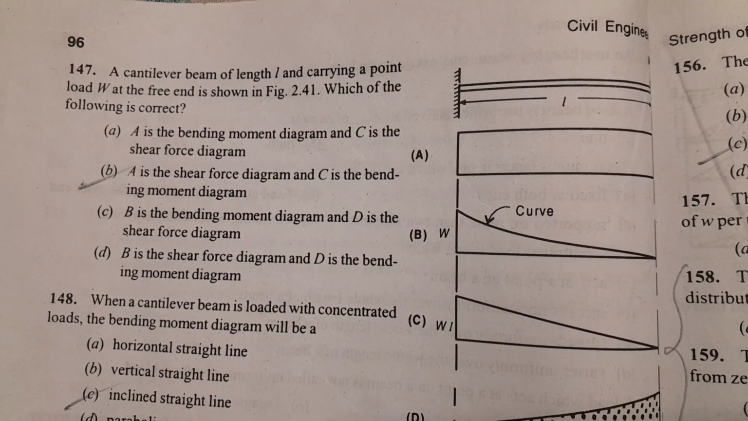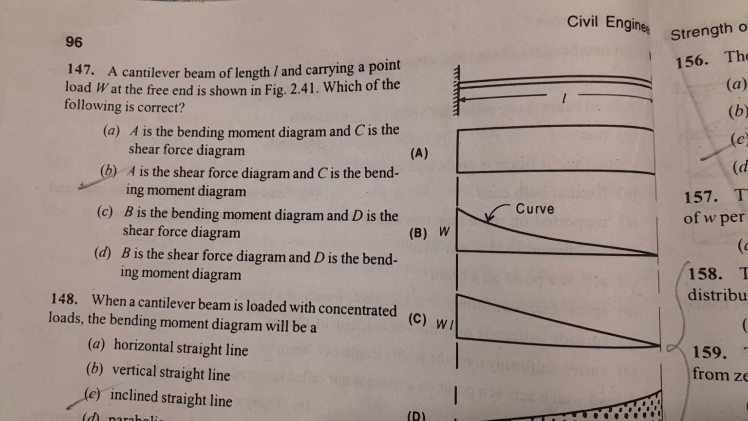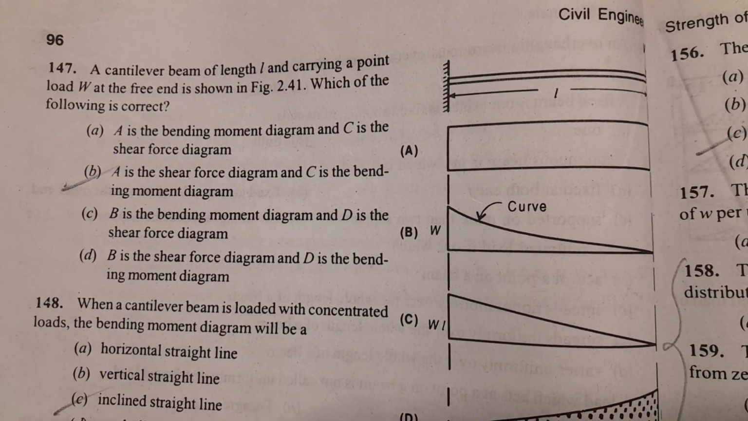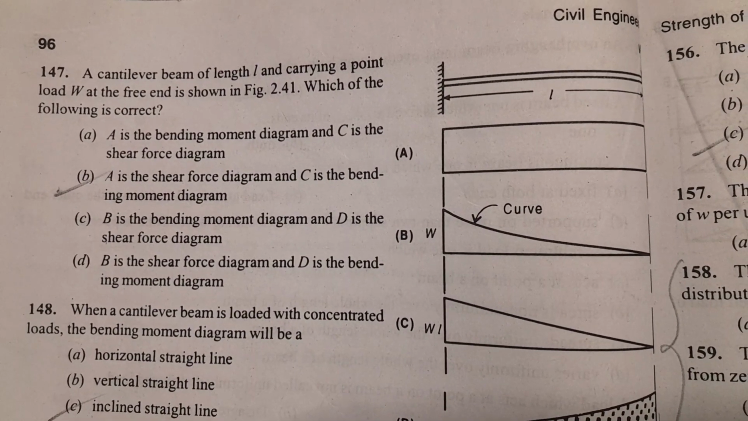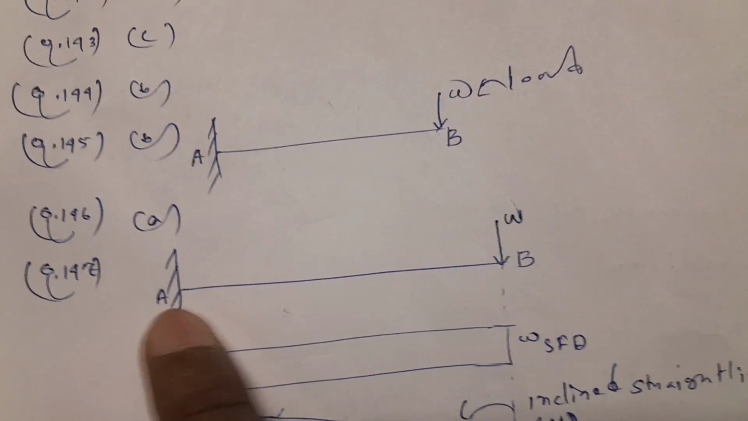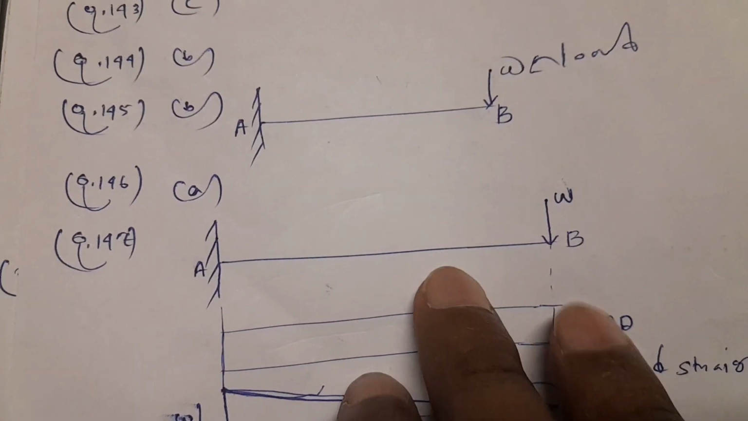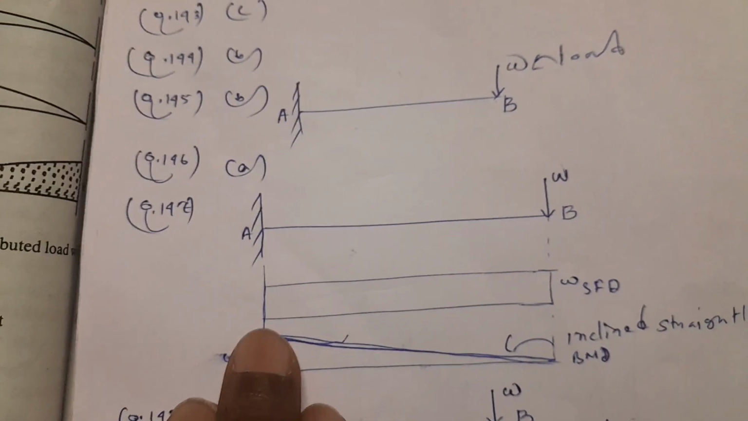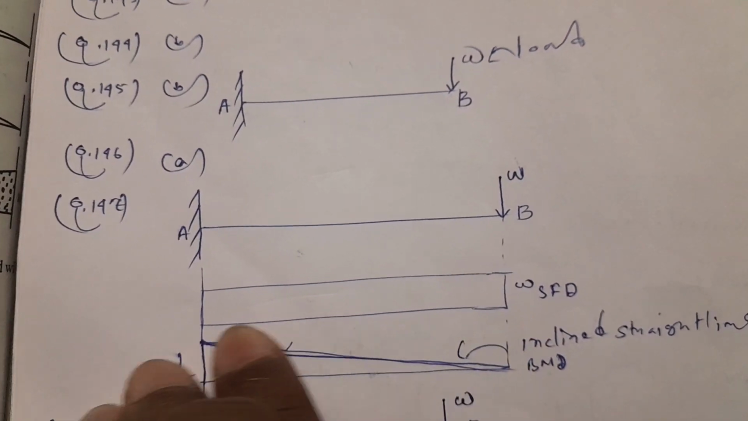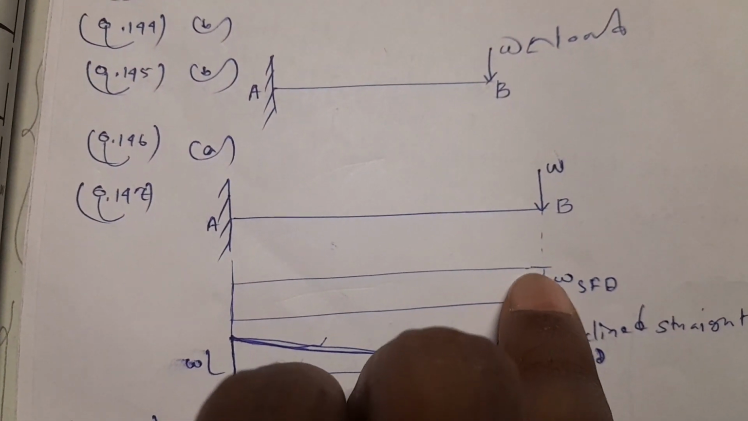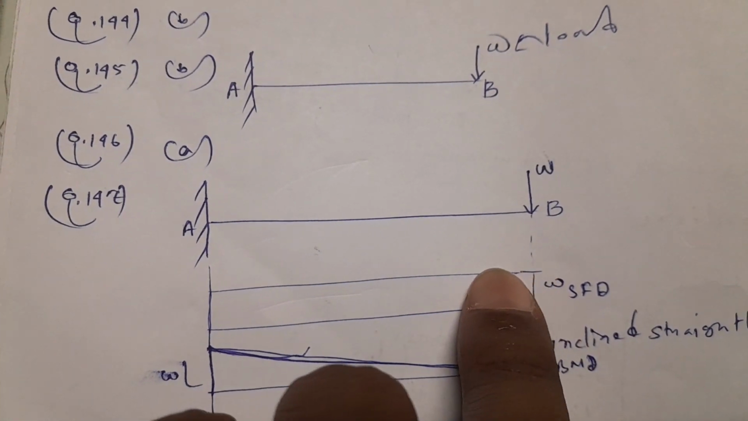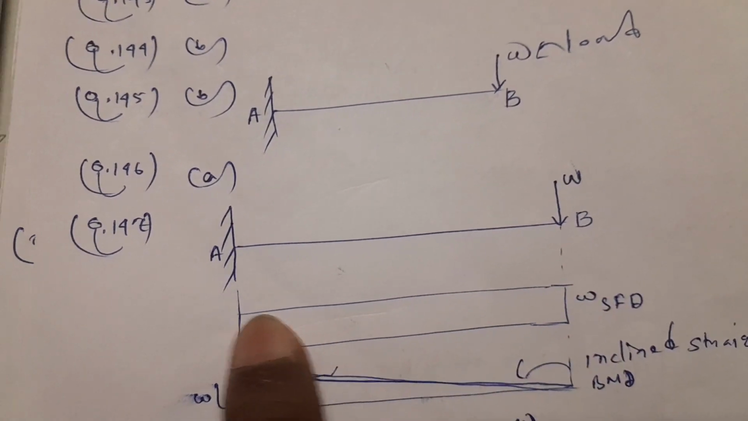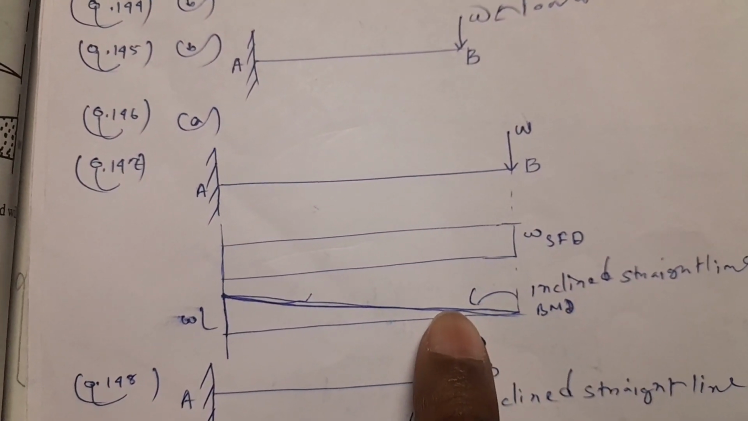Next question 147. A cantilever beam of length L and carrying a point load W at the free end as shown in figure 2.41. Which of the following options is correct? This is a cantilever beam fixed at one end and free at the other end, and the point load is at the free end. So the shear force diagram will be linear. This is the baseline and this is the load point, and this is linear because the load is uniform over the entire span. Next diagram is the bending moment diagram.